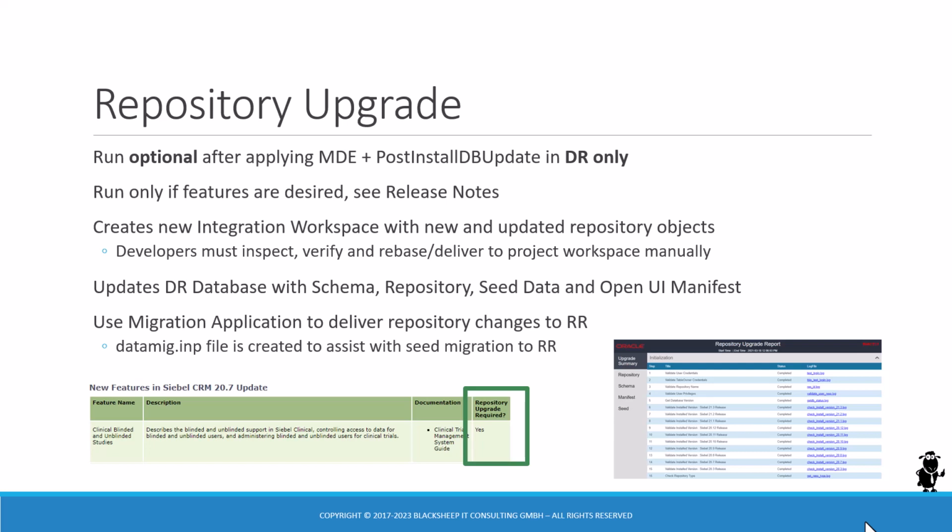What's not in the repository still has to be migrated, so there's another challenge, running the migration application to include the seed data. And it's funny to know that the repository upgrade utility generates a datamig.inp file, which will go into your migration folder and then assists with the seed migration using the application data service with the migration application. So we have a video which you'll find the link in the description for.